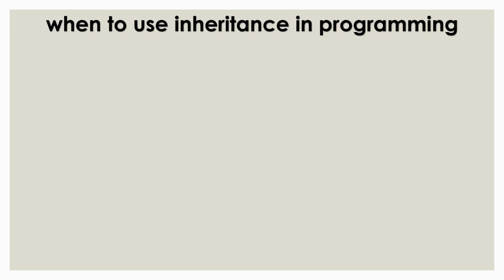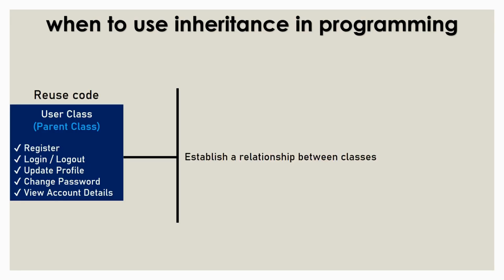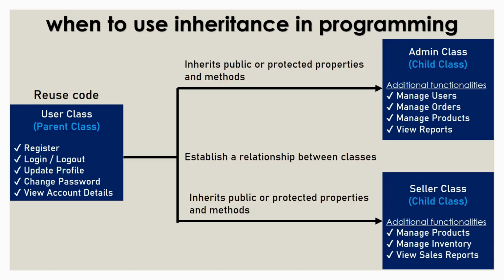Next, let's discuss when to use inheritance in programming. Inheritance is used to reuse code and establish a relationship between classes where a child class inherits public or protected properties and methods from a parent class while also having the ability to extend or modify them.